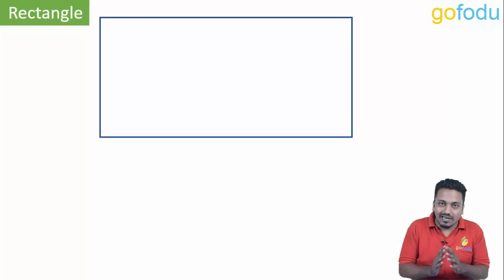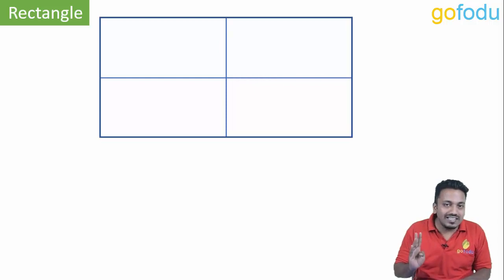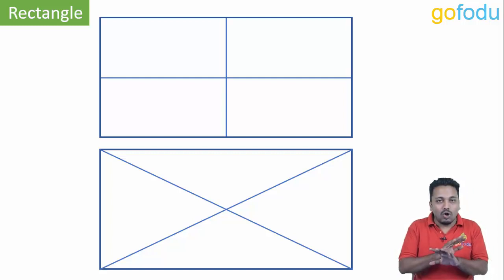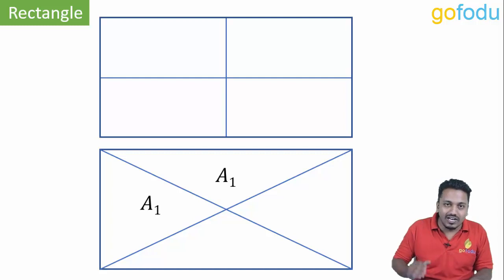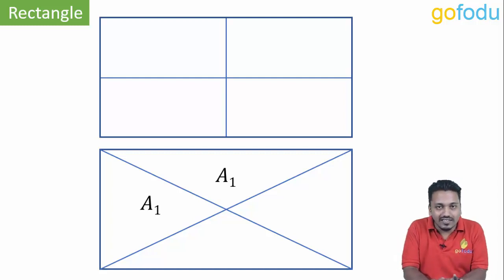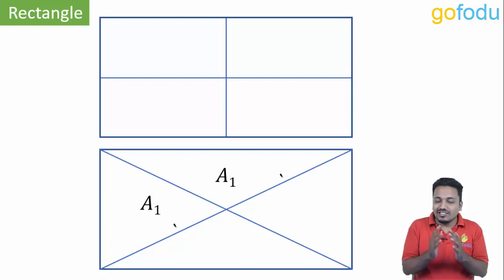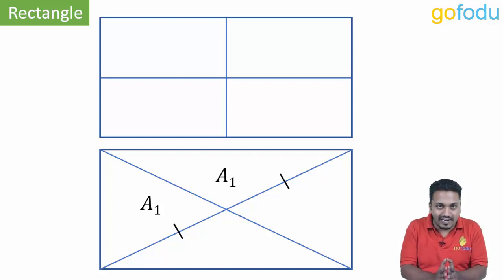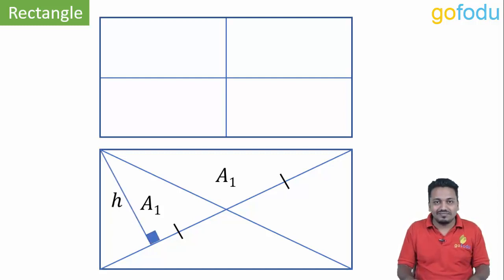With 2 cuts, it can be divided into 4 smaller rectangles, right? Cut it diagonally and these 4 triangles will have equal area. These triangles are not congruent, but they have equal area. Why do they have equal area? Well, diagonals of a rectangle bisect each other. So for these 2 triangles, base is equal and height is also equal.